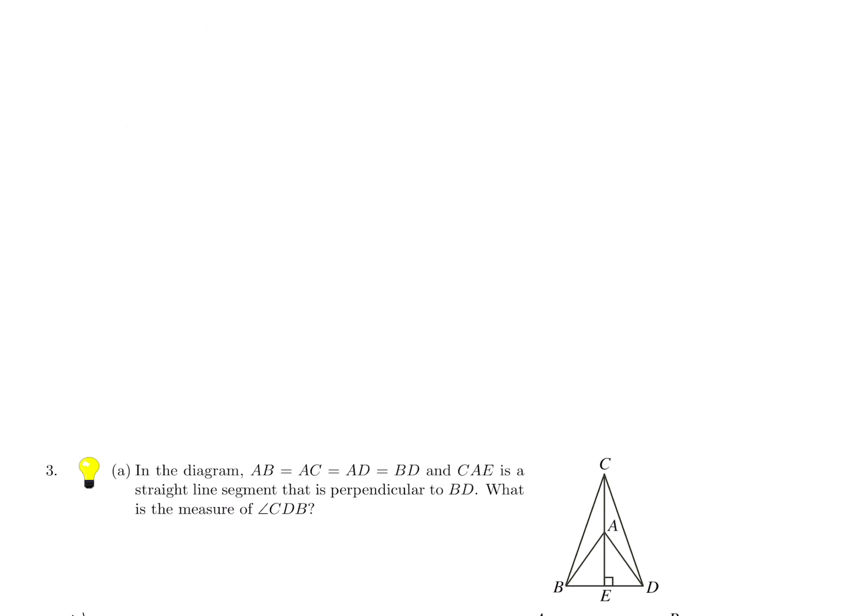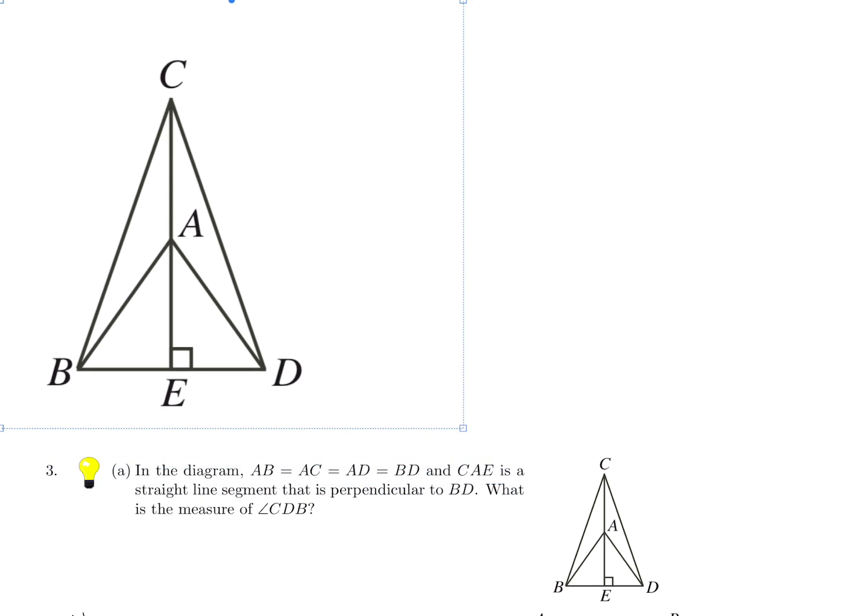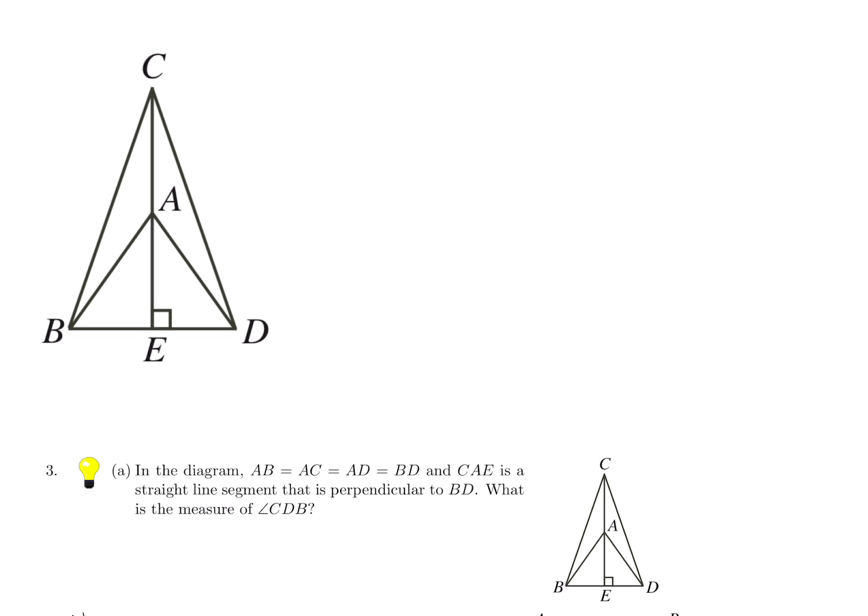Let's enlarge this diagram just a little bit because I think we're going to need to label some things. So I think that's pretty good right there. Okay, now let's talk about this question. They're saying that AB is equal to AC is equal to AD is equal to BD. So I'll just draw up those lines to show that they're equal. And then they want you to figure out the measure of CDB. So this angle right here.